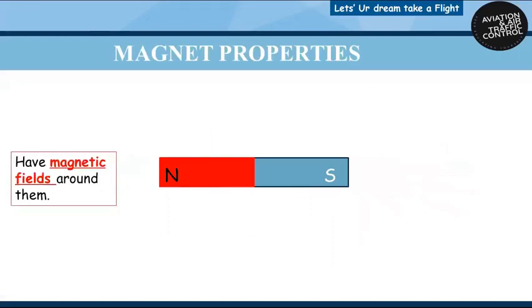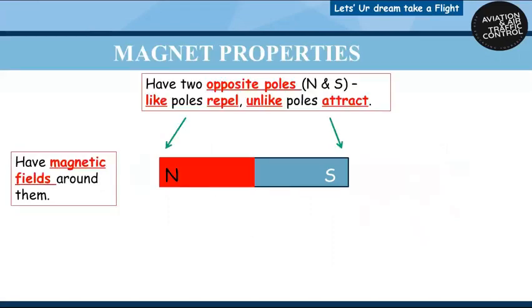Magnets have a magnetic field around them. Magnets have two opposite poles, North Pole and South Pole. If a magnet is suspended with a thread such that it is free to rotate in a horizontal plane, it always points itself in the geographical north-south direction. Two same poles repel each other and opposite poles of a magnet attract each other.